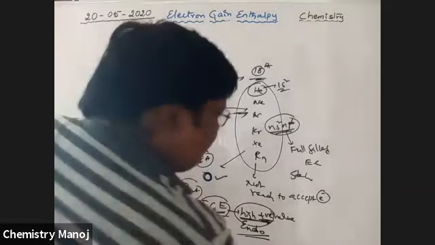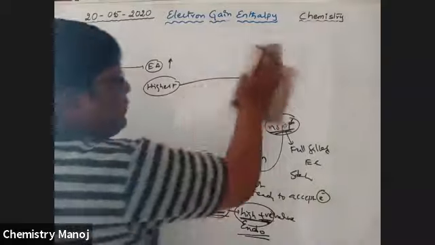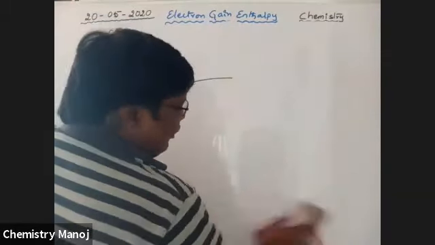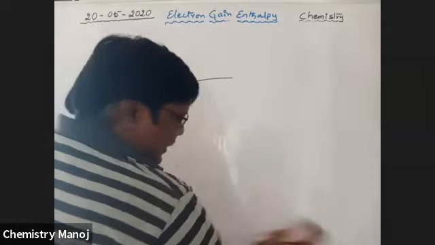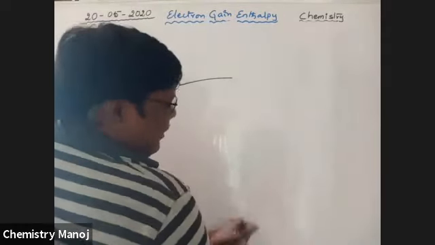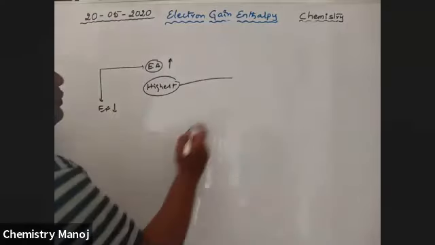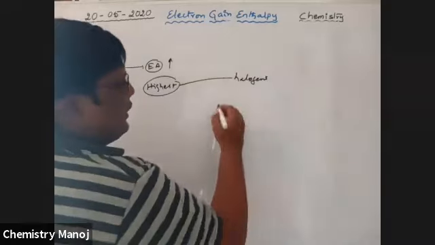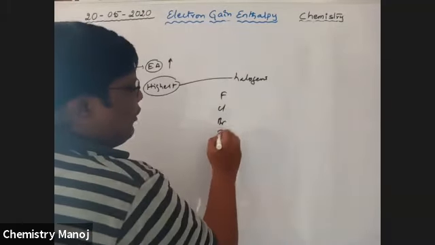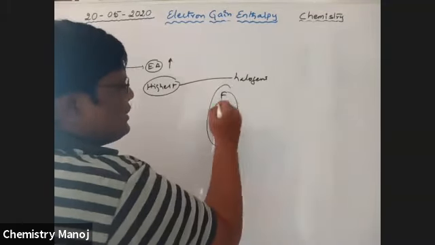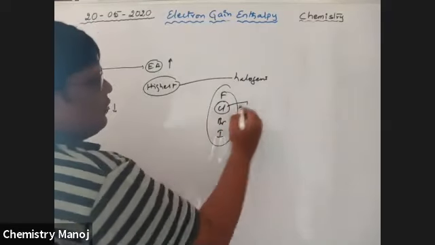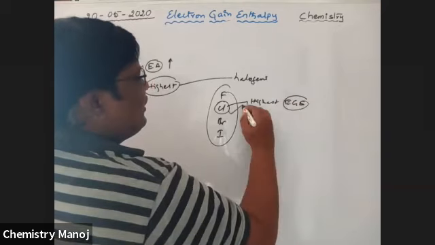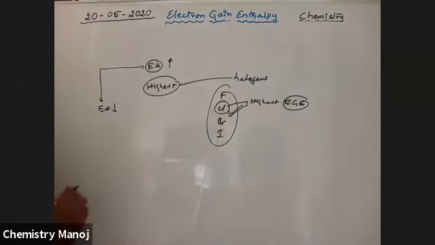Please keep this in mind. That's why highest is not applicable for noble gases in electron gain enthalpy. Generally energy is released, but here it is absorbed, so it is not possible. The highest is applicable for halogens, the previous group: fluorine, chlorine, bromine, iodine. But among them, the highest is for chlorine. Therefore, the highest electron gain enthalpy is for chlorine, not fluorine.